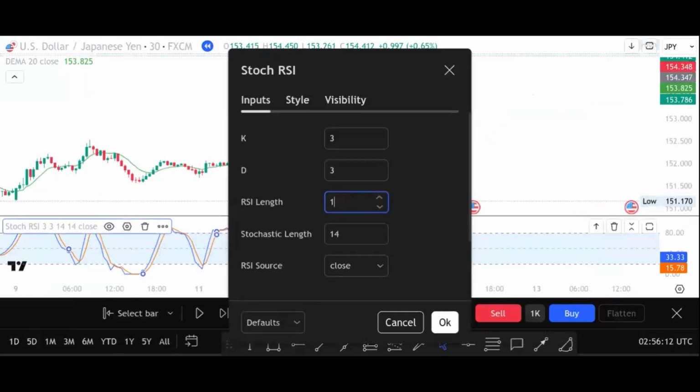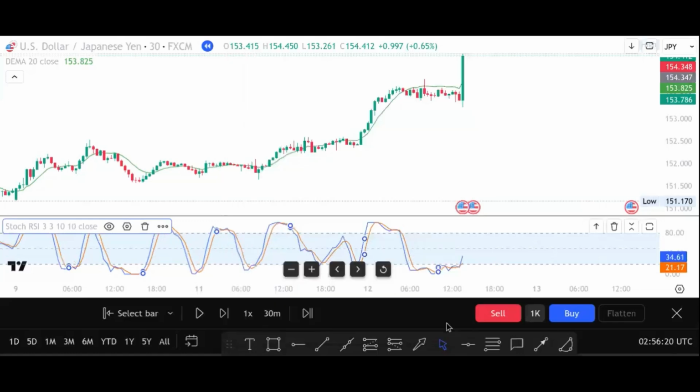I'm going to change this to 10 and 10. Okay. So 3-3-10-10. There we go. And you can see the changes that happen. Now we're smooth. Up and down, smooth all the way. Now we're lingering here. But guess what? We've just got that crossover, right, for a bullish opportunity. You just got that, right?